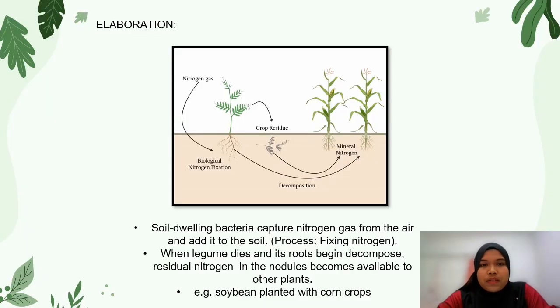Next, for elaboration. As we can see, the picture shows the process of fixing nitrogen. Firstly, soil-dwelling bacteria capture nitrogen gas from the air and add it to the soil. When the legume dies and its roots begin to decompose, residual nitrogen in the nodules becomes available to other plants. For example, soybean planted with corn crops gives the advantage of fixing nitrogen in the soil. So, by the following year, the corn plants can use the nitrogen.